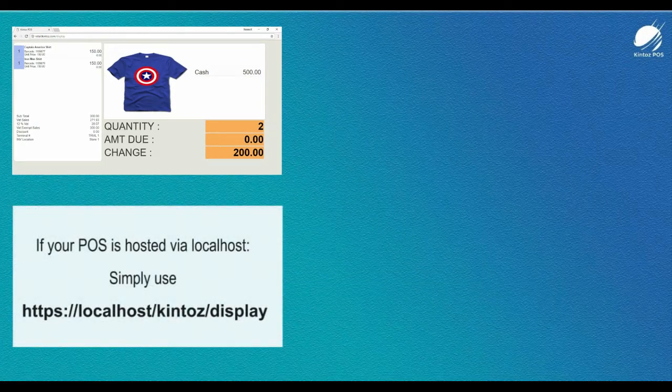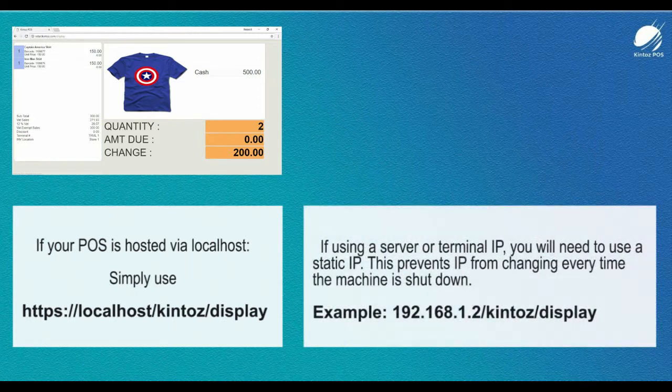If your POS is hosted via localhost, simply use localhost/quinta's/display. If using a server or terminal IP, you will need to use a static IP. This is so that the address does not change every time the machine is shut down. Here's an example of an IP address display. If you need help on how to get your IP address, visit the link on the description box.